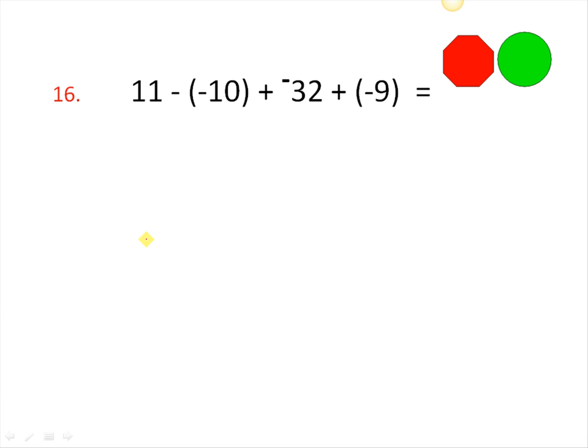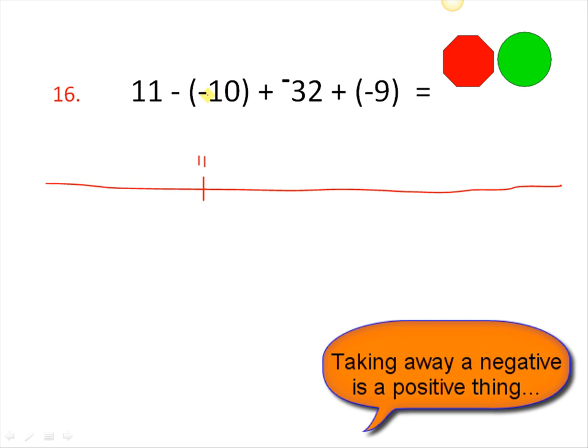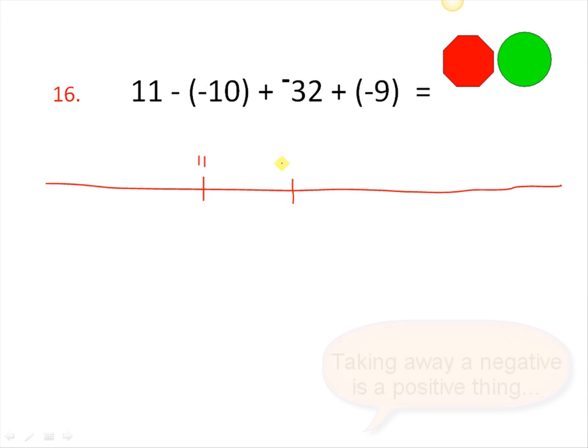Number 16, adding and subtracting negative and positive integers. Click on the stop sign. Okay, let's see how you did. Well, we have 11, so I'm just going to freehand draw in a number line here, and I'm starting at 11. So I have 11, and then I'm going to subtract a negative 10. Well, taking away a negative is always a positive, so that means I'm going to add 10, so that'll take me up to 21. So now I'm at 21, and then I'm going to add a negative 32.